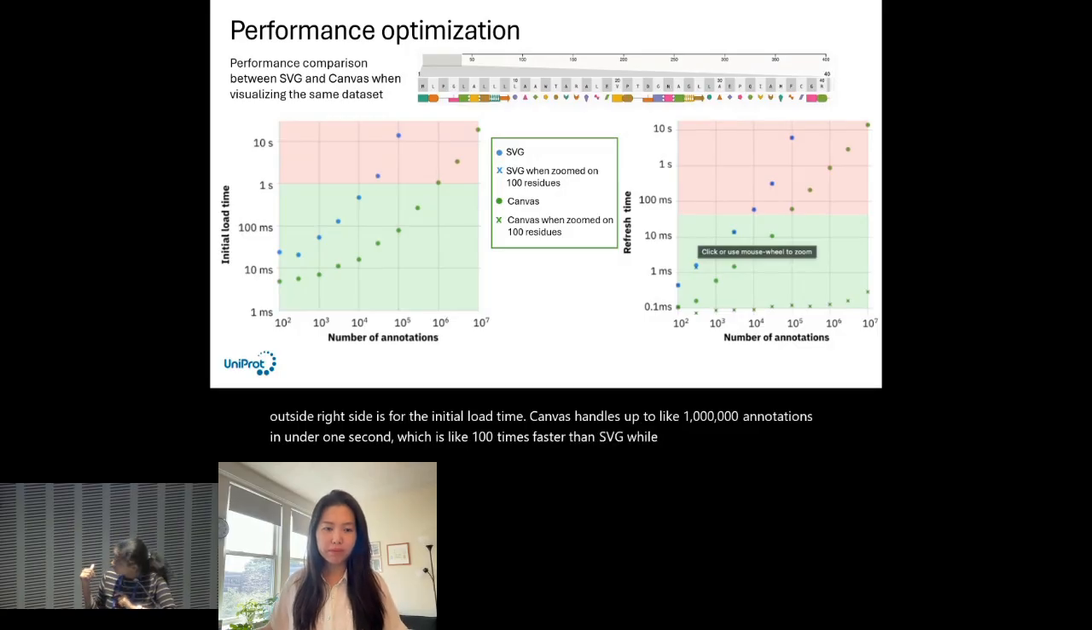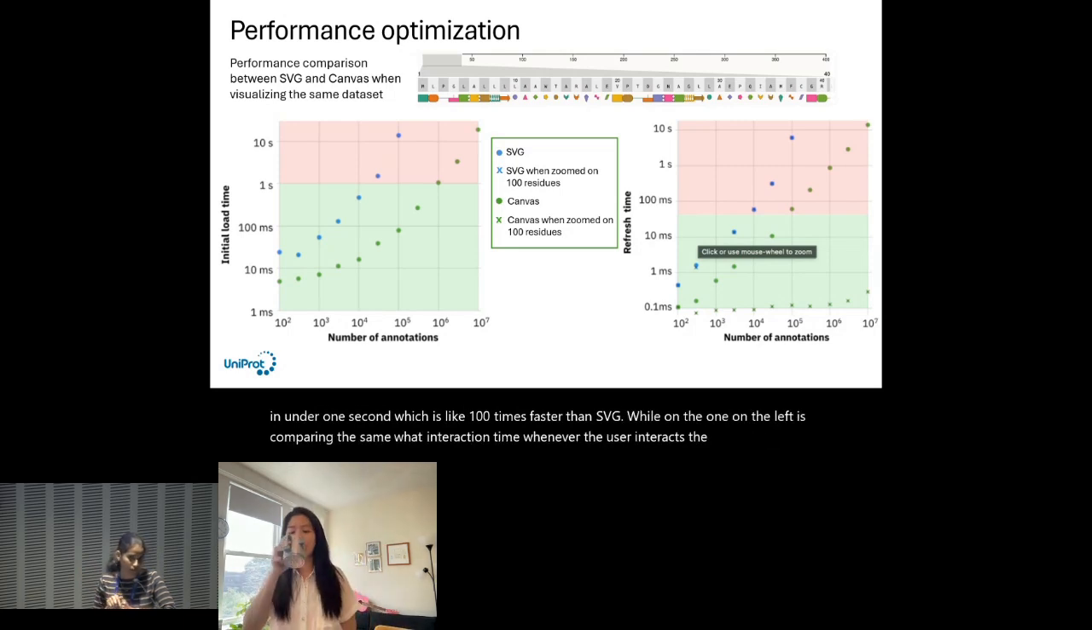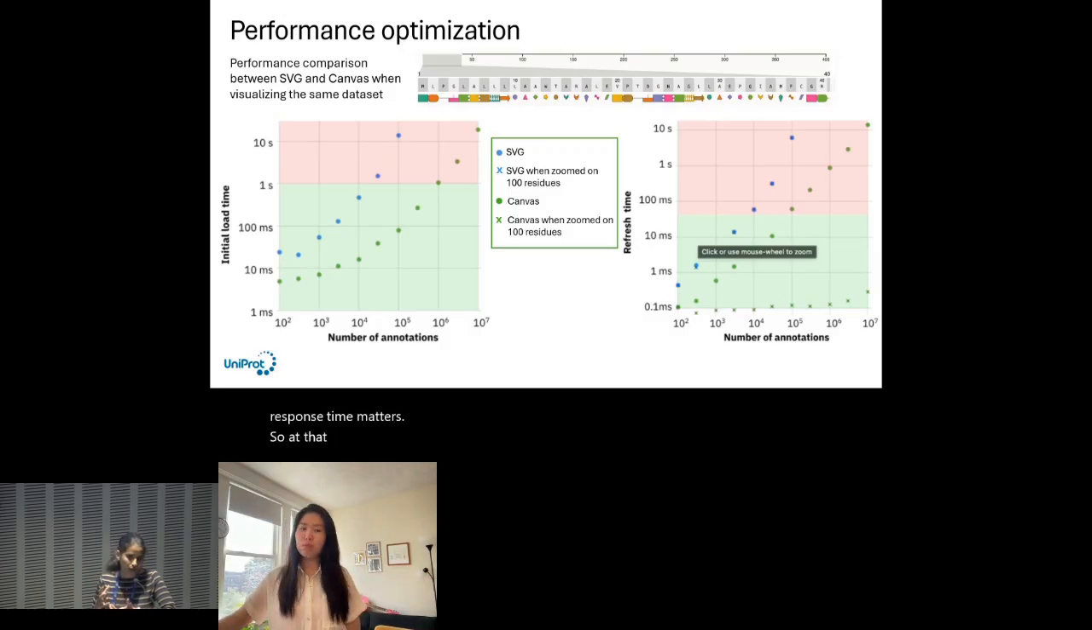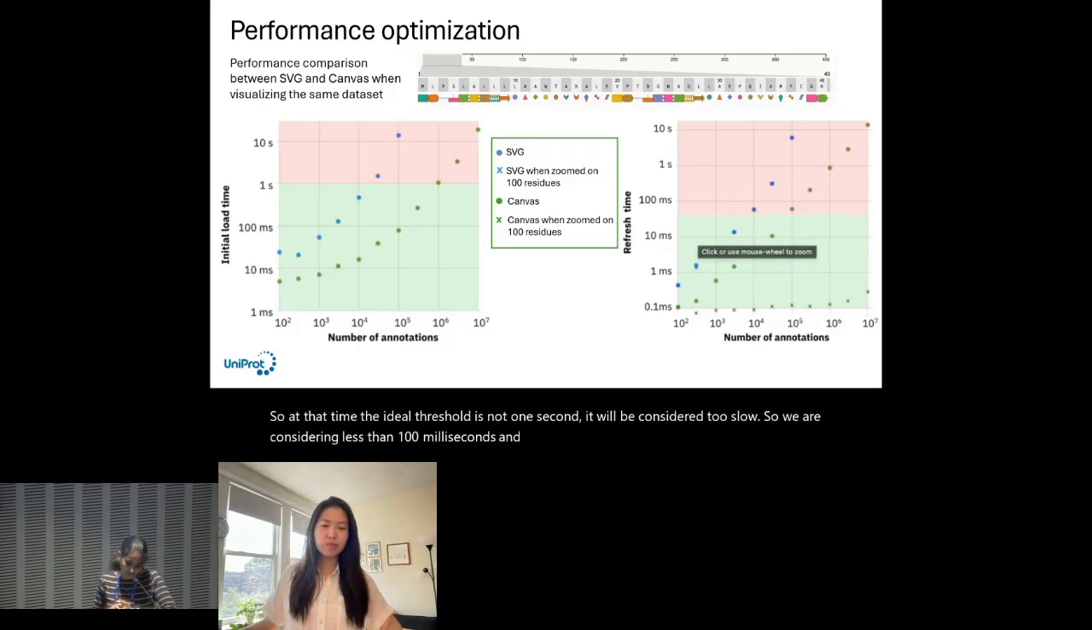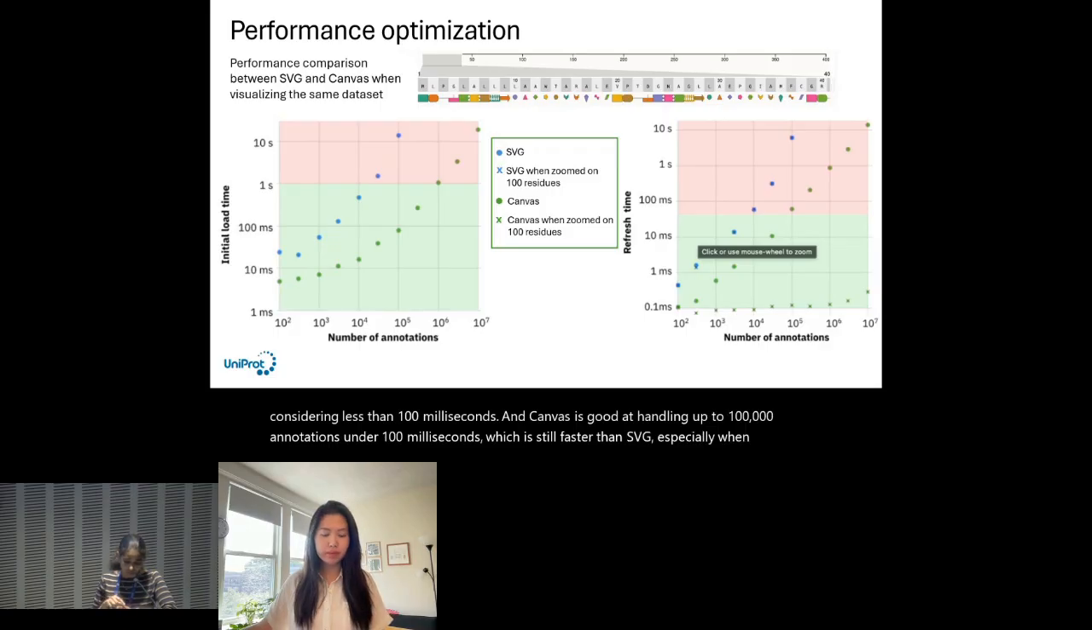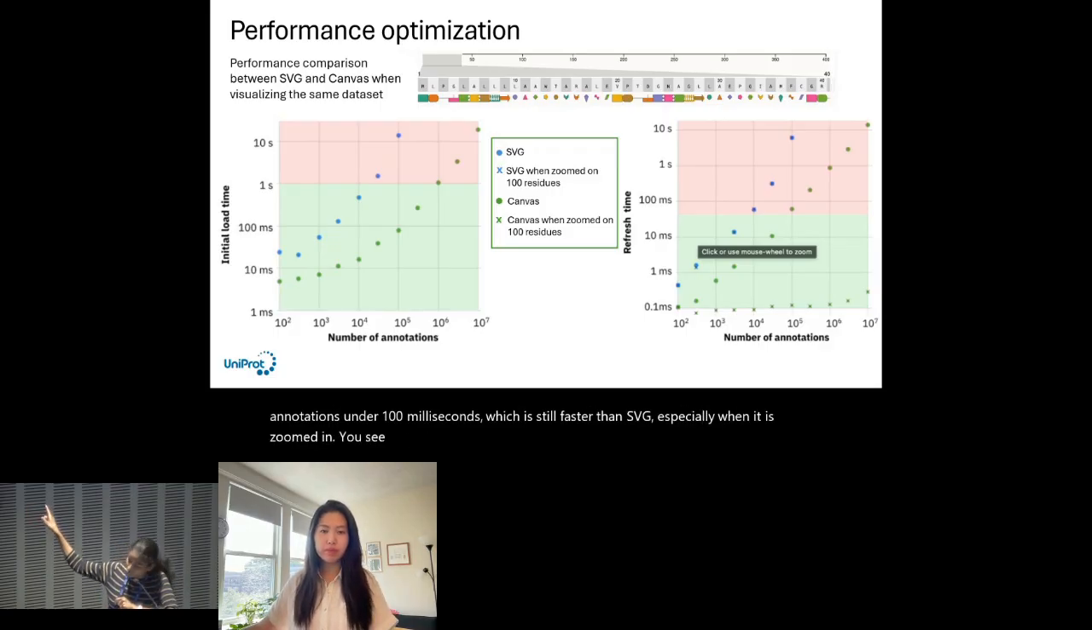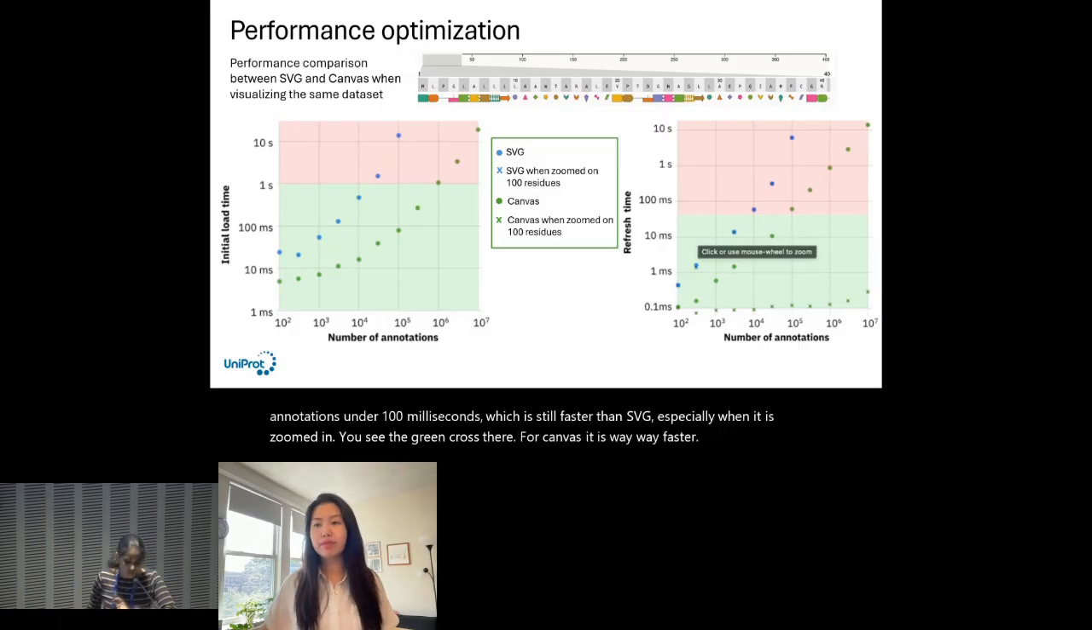While the one on the left is comparing the same with interaction time. Whenever the user interacts with the viewer, the response time matters. So at that time, the ideal threshold is not 1 second. It will be considered too slow. So we are considering less than 100 milliseconds. And Canvas is good at handling up to 100,000 annotations under 100 milliseconds, which is still faster than SVG, especially when it is zoomed in, you see the green cross there for Canvas. It is way, way faster. And we're still migrating some of our components into Canvas. It's still work in progress.